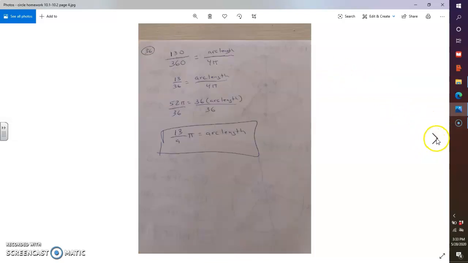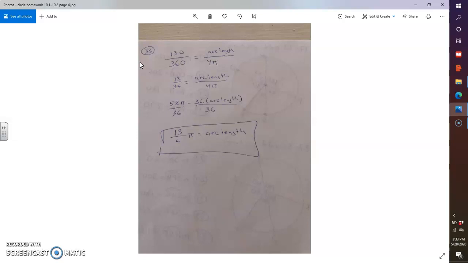In our final problem, we have to set up a proportion. The central angle is always over 360, and the arc length is always over the circumference. The circumference is going to be 4 pi. We're told the radius is 2. So therefore, if we double the radius, we get the diameter. So the circumference is going to be the diameter times pi, which is 4 pi. Since my radius is 2, I double the 2, and I get 4 pi.